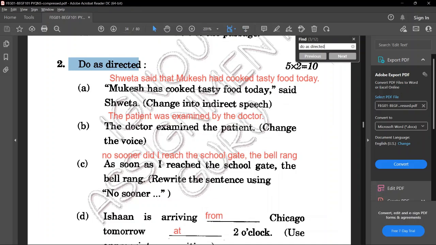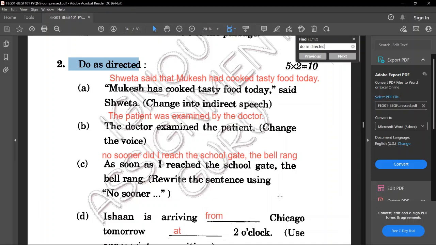Next, the doctor examined the patient. Change the voice. There are two types of voices, active voice and passive voice. We know that sentences are always made in this form: subject, verb, and object. Subject is someone that does the verb, and object is what the verb is being done to. So, I ate the chocolate. That's a sample sentence where I am the one who's eating. So I'm the one who's doing the action. So I am the subject. And I'm eating the chocolate.